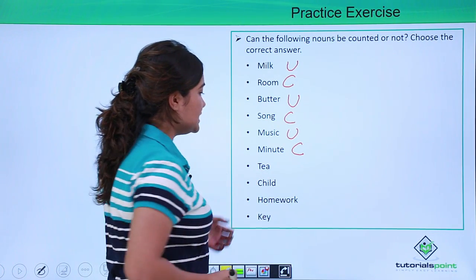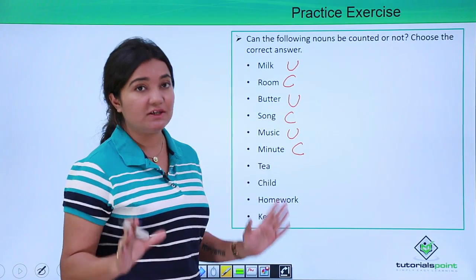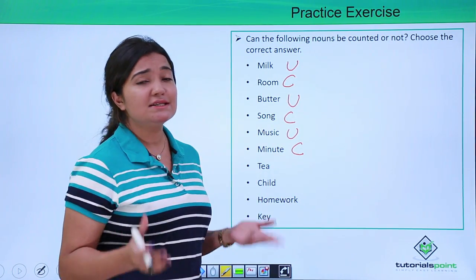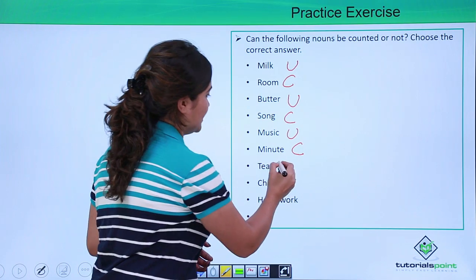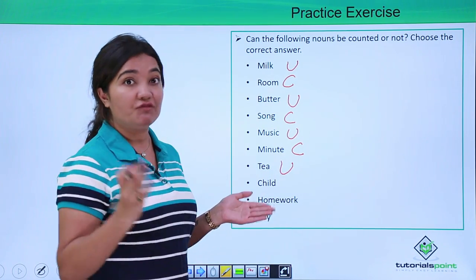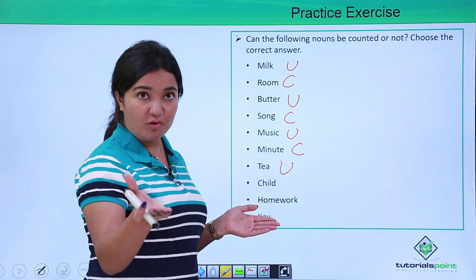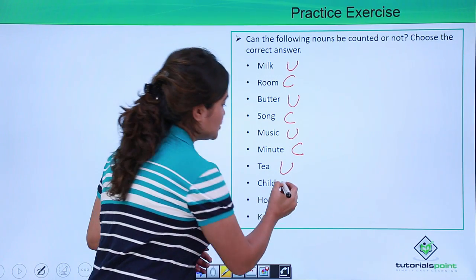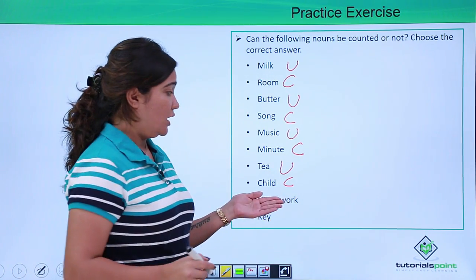Minute, of course, minutes. So it is countable. Tea. I love tea, let me tell you. But tea is not countable. Tea is an uncountable noun. Child, of course, is countable. And I told you the plural form of it, right? Which is children. So child is countable.